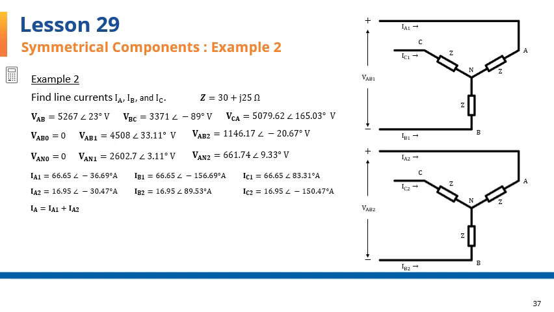I'm going to add the components of the currents for each phase, the zero, positive and negative sequence components. The zero sequence component of the set is 0, so I don't need to add that. I'll just add the positive sequence and negative sequence components for phase A to get IA. I'll do the same thing for phase B to get IB, and similarly for phase C to get IC.